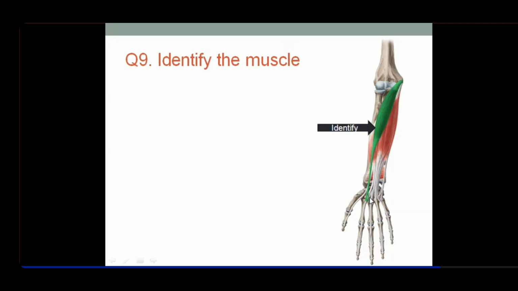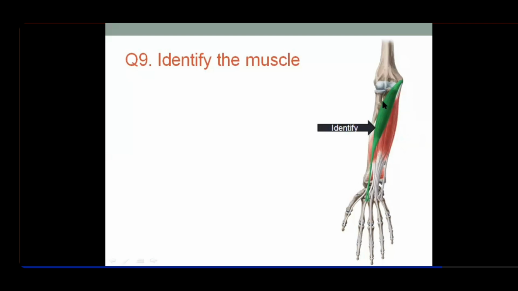Flexor carpi radialis. What muscle antagonizes its action? On the dorsal side, on the back of the forearm, there are two muscles opposing this action, and the two muscles are extensor carpi radialis longus and extensor carpi radialis brevis. So on the dorsal surface, you have two muscles antagonizing its action. Here it's alone combating the action.